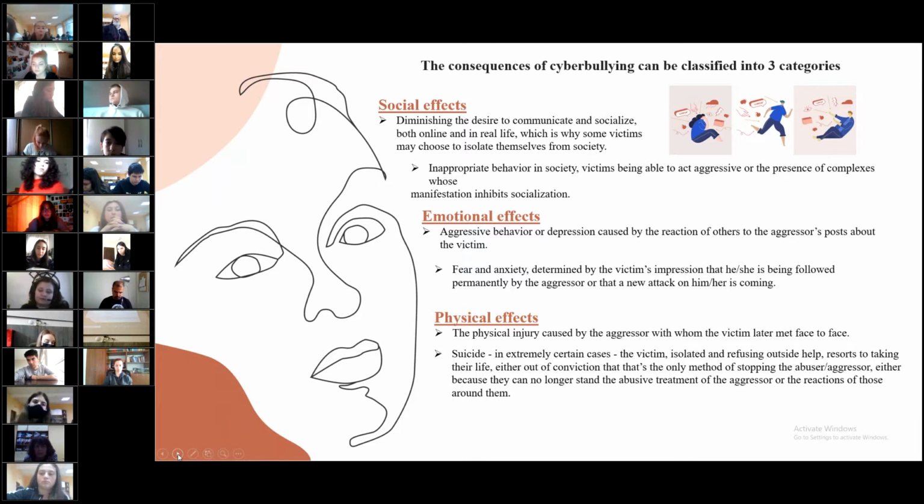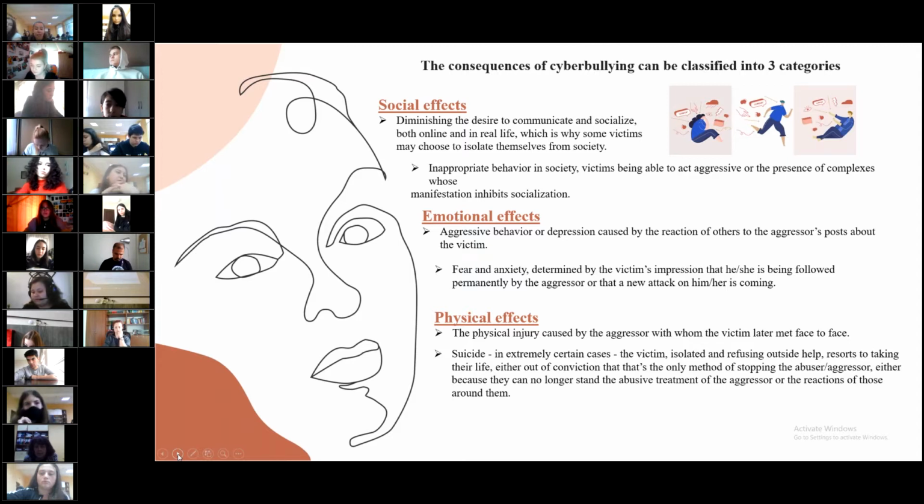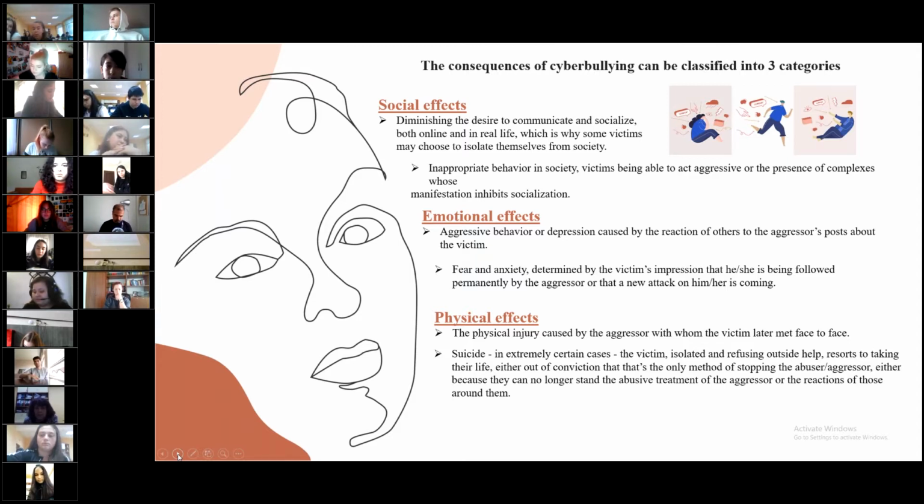Emotional effects. Aggressive behavior or depression caused by the reaction of others or the aggressor to posts about the victim. Fear and anxiety, determined by the victim's impression that he or she is being followed permanently by the aggressor or that a new attack on him or her is coming. Physical effects. The physical injury caused by the aggressor would wound the victim if they later meet face-to-face.